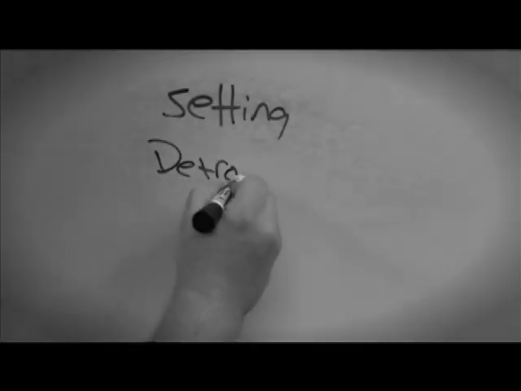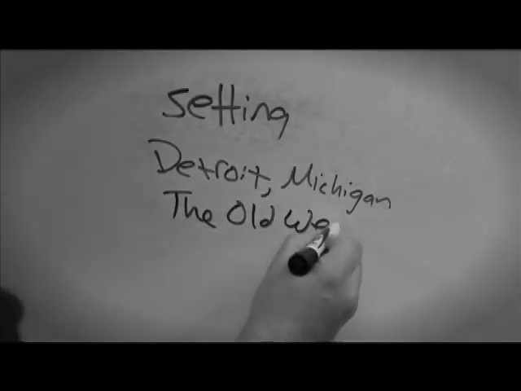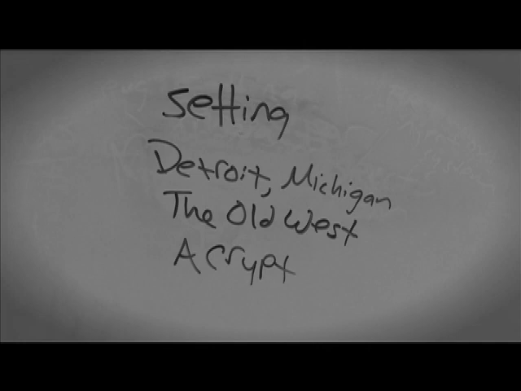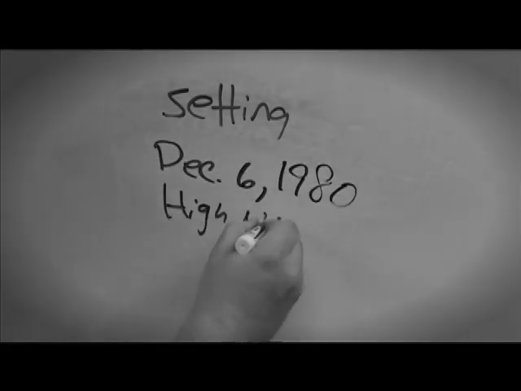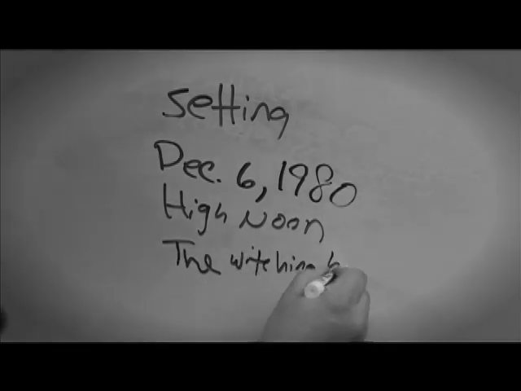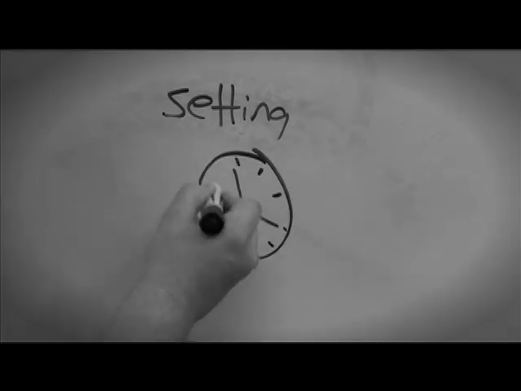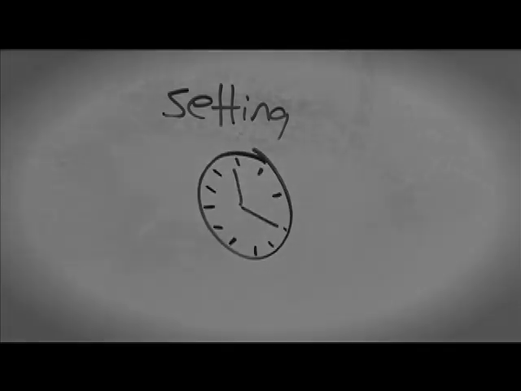Setting refers to the where and when of a story. Where does it take place? Detroit, Michigan, the Old West, a crypt. When does it take place? December 6th, 1980, high noon, the witching hour. And by the way, what do you notice about these particular whens? Each represents a very brief span of time. Short stories don't cover long periods of time. In fact, usually time is very compressed in a short story.